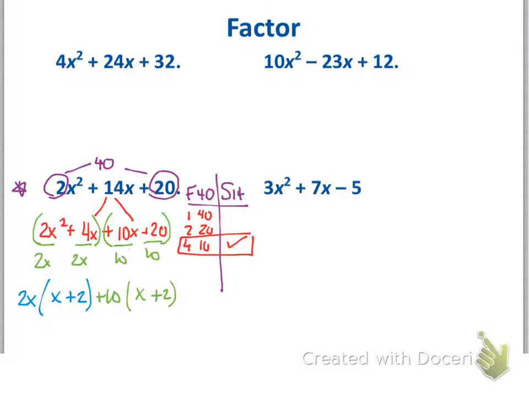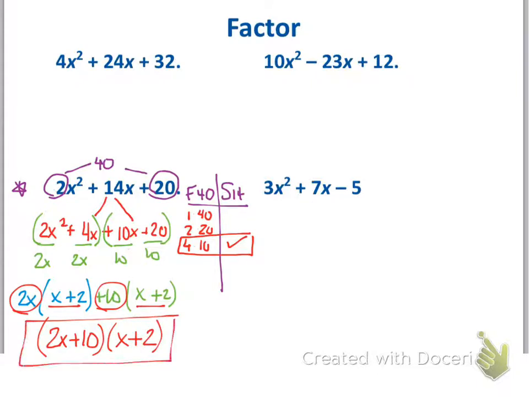So remember, our goal is to get the thing in the parentheses equivalent so that we can smash together the outside. And now we have a factored version. That is the factored version of 2x squared plus 14x plus 20. Let's try another one so that you guys can see that you're getting the hang of this.